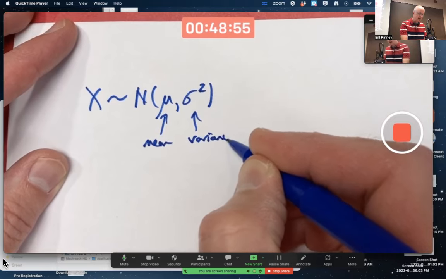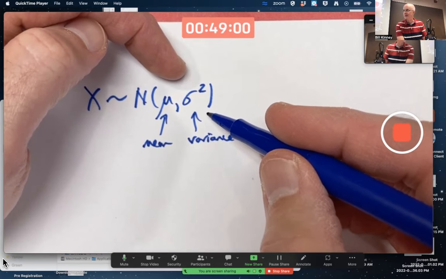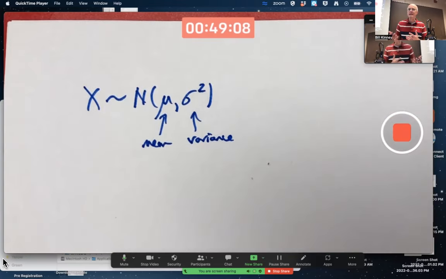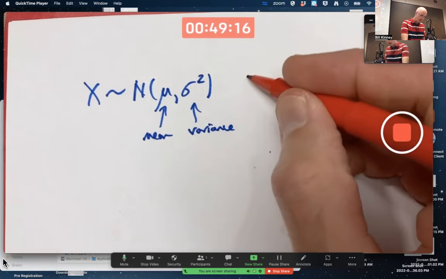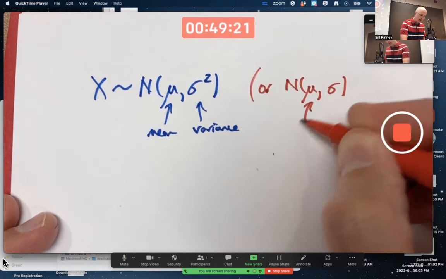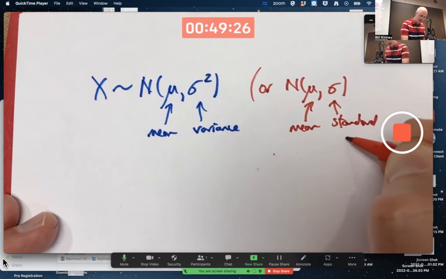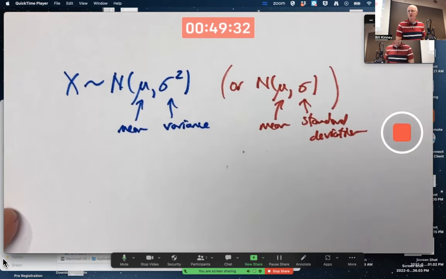Again, as I mentioned last time, some textbooks put the standard deviation there instead. In fact, that's what Mathematica does, it puts the standard deviation there. But our textbook thinks that the variance is the simpler quantity to work with mathematically. So let's go ahead and put that there. But I will make the remark that N(mu, sigma) is also used, where that's the mean and that's the standard deviation. It depends on what book you're using. It depends on who your audience is as to which notation is used.